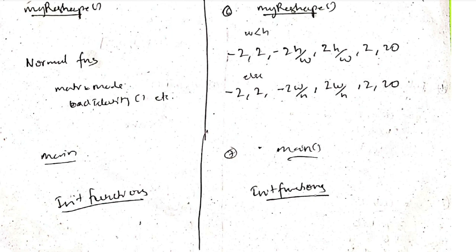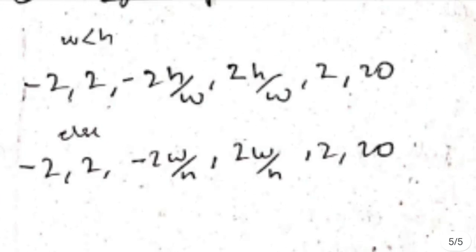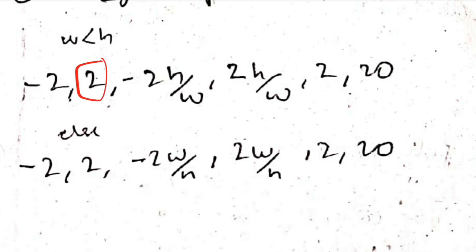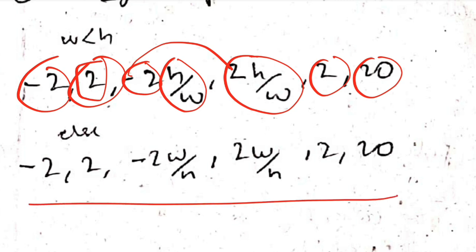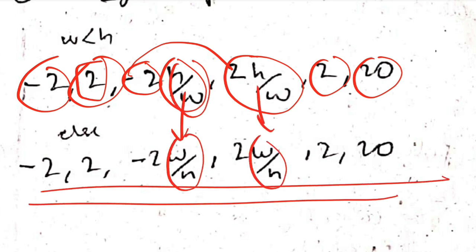Remember this: minus 2, 2, minus 2 h by w. See, there is a pattern here, minus 2, 2. And minus 2 h by w, then minus will become plus here, plus 2 h by w, 2 is here, 2 is here, minus 2 will become 20. Same thing here also, just instead of h by w write w by h. Rest all things are same.